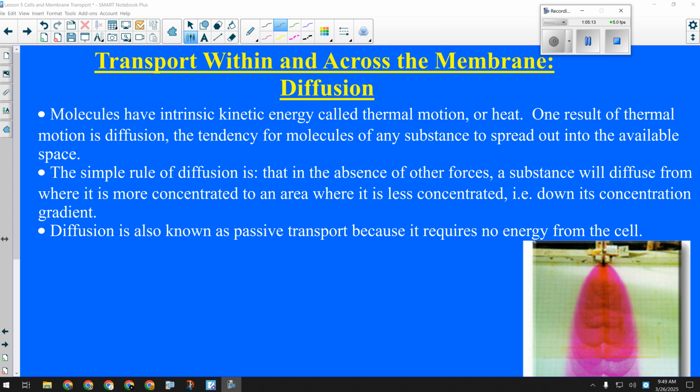So the rule for diffusion is this: in the absence of other forces, a substance will diffuse from where it is more concentrated to where it is less concentrated. We call that down the concentration gradient. That process is passive. It requires no energy. It just happens. Now, because it just happens, it's also not something the cell can stop. Diffusion is just a natural process. The cell just happens to use it because it's convenient and free.